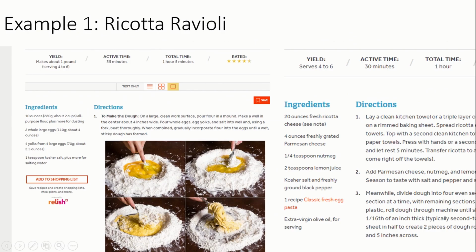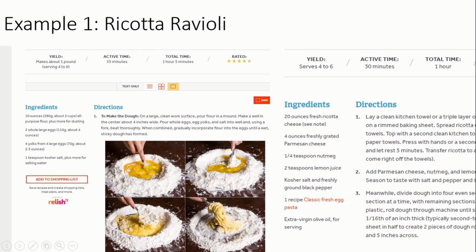Okay, so the example we're going to be going over here today is actually the recipe we would have done in class. So here, as you can see, I have two recipes. One on the left is for an egg pasta, and the one on the right is the filling for the pasta. In fact, you can see in the recipe for the filling, you have the recipe for the pasta, which is right here.